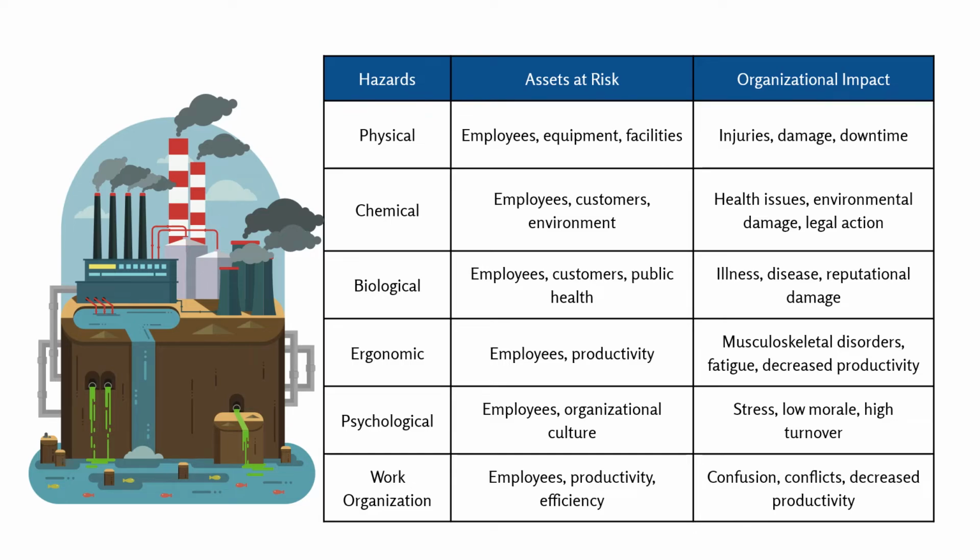And then finally, we also have work organization hazards, no? Work organization hazards can put employees' productivity and efficiency at risk, leading to confusion, conflicts, and decreased productivity. Okay. Hindi nila alam kanino sila magre-report. Hindi nila alam kung sino yung direct head nila, sino yung subordinate nila, sino yung mga ka-team nila, no? It can lead to confusion. Sino ba talaga yung amo ko, no?